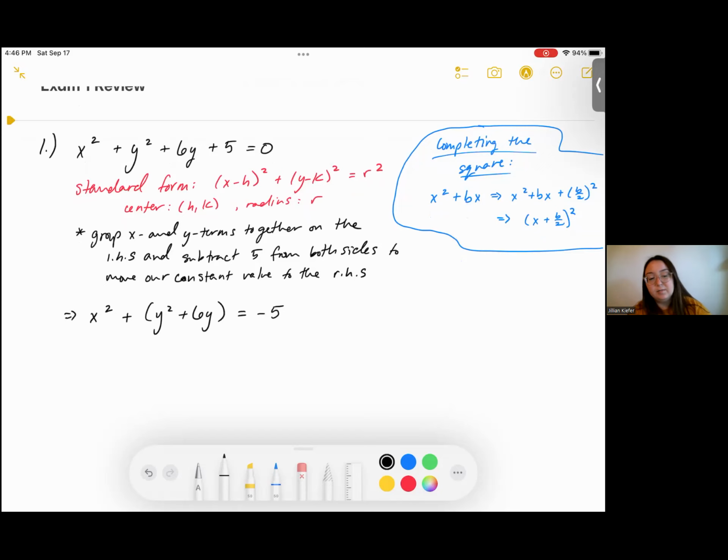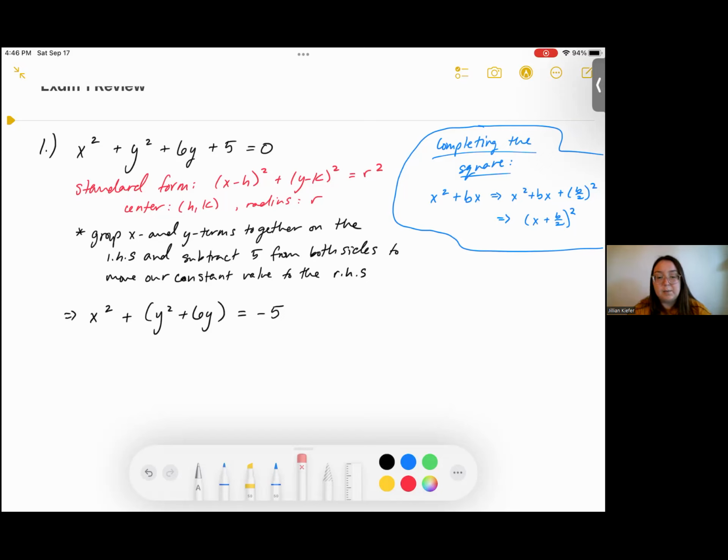If we look at what we have right now, we have x terms by themselves, y terms by themselves, and then some number on the right-hand side, which is vaguely what standard form looks like. It's not exact, but it looks more similar to standard form than how we started. And once we get to this step, this is where we need to use completing the square.